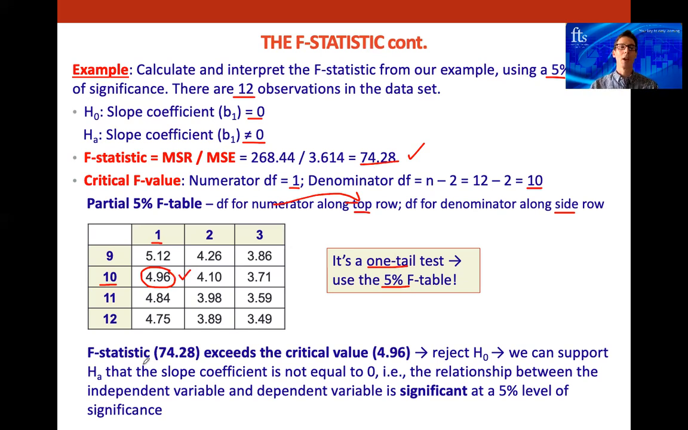So here's our conclusion. Our F-stat of 74 way exceeds our critical value of 4.96. That means we can reject the null hypothesis. If we can reject this one, that's what we want to do, we can support the alternative hypothesis that the slope coefficient is not 0. And that means the relationship between our independent and dependent variable is significant at the 5% level of significance that we're using. Excellent. So that's the end of that class.